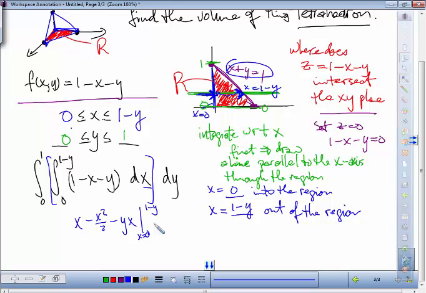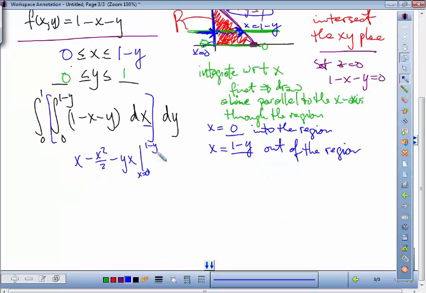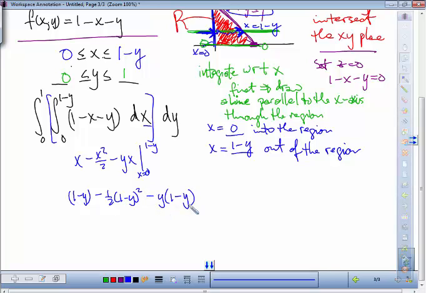This is where it gets a little confusing, so this is why I like to use this notation. I'm saying x is going to get replaced. So I'm going to put 0 in here, which is going to make everything disappear, so I'm not even going to think about that. So I'm going to put 1 minus y minus 1/2 1 minus y quantity squared minus y times 1 minus y. Boy, even this is tedious. All right, let's do it.